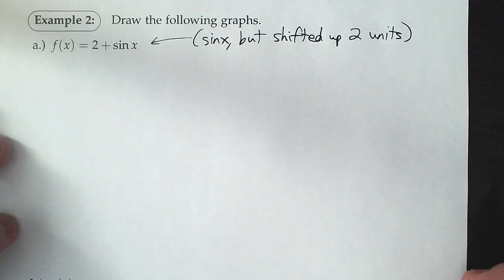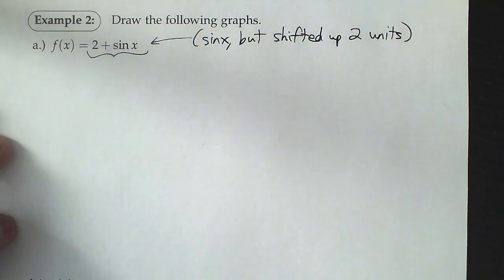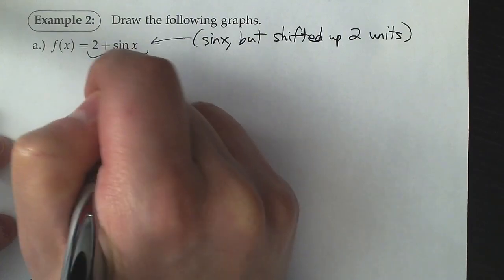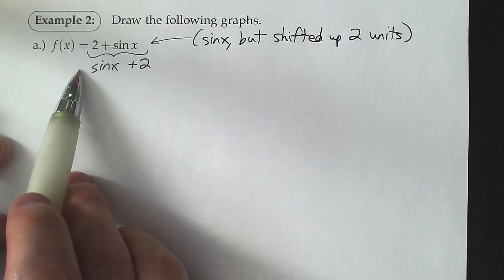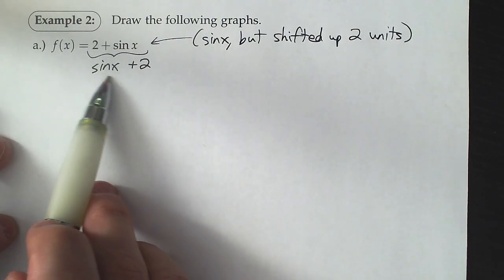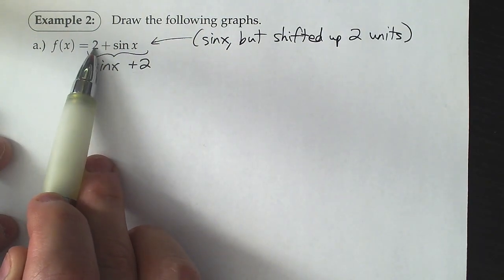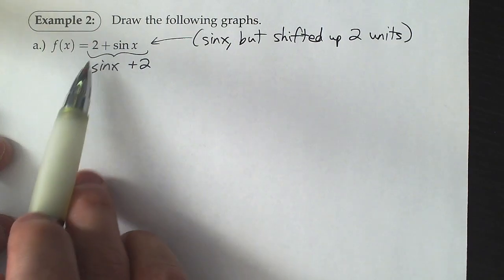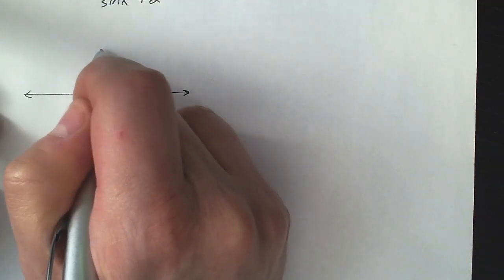Oh, by the way, in case you didn't see that right away, I just want to rewrite it. This is the same as sine x plus 2. I know that seems silly for me to just do that, but maybe it's not so silly. This can sometimes help you see that, yes, this is sine x and then shifted up 2 units. If the 2 is out front, sometimes it throws people off, but it's still just a plus 2. It's a positive 2.